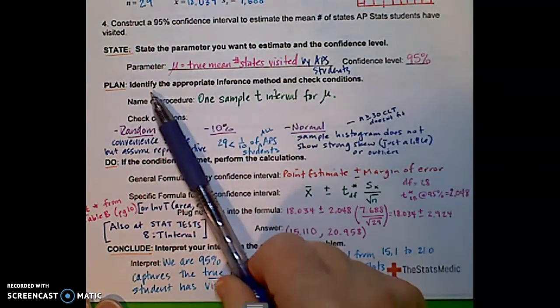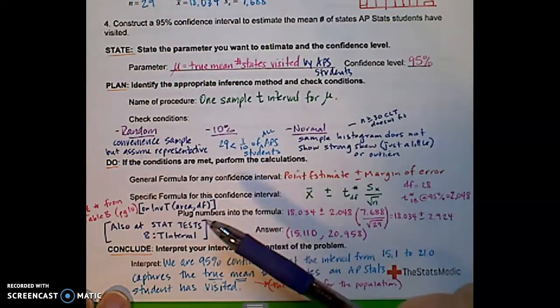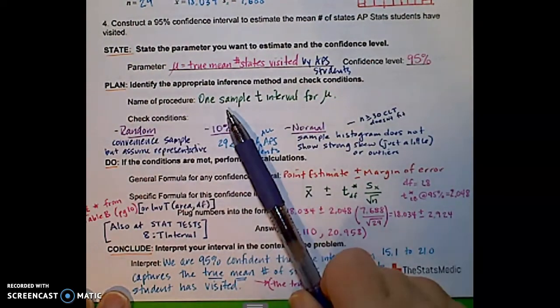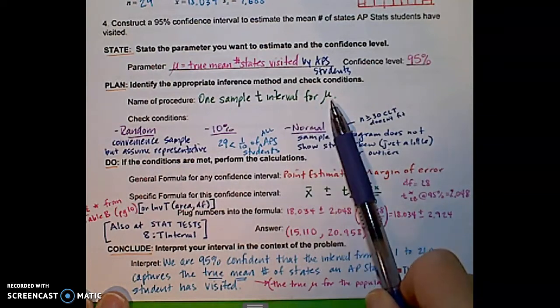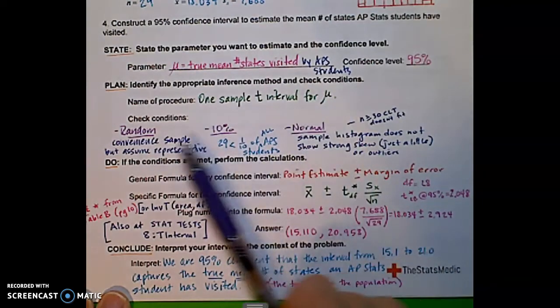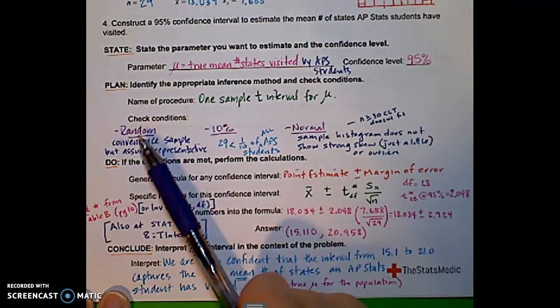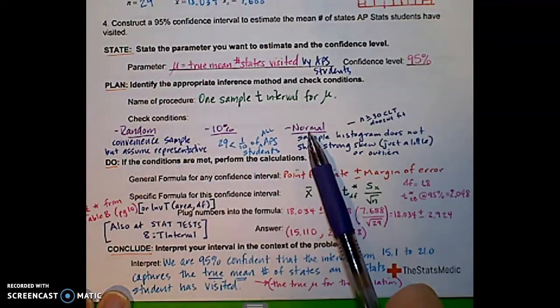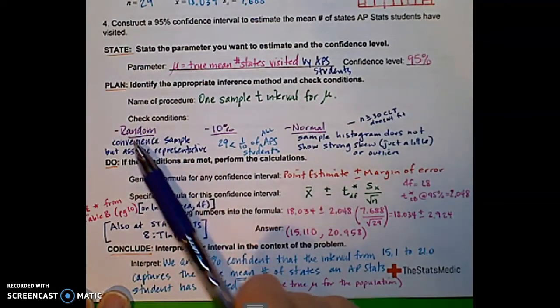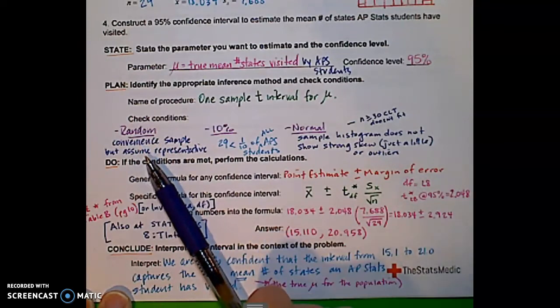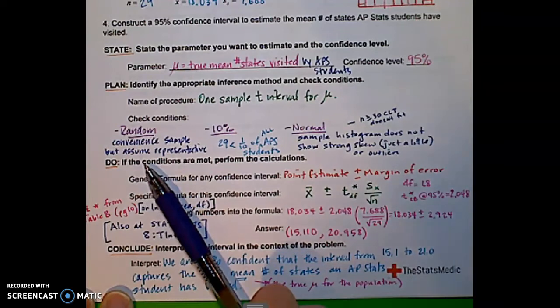For our plan, we have to identify the inference method and check our conditions. So the name of our procedure is a one sample t interval for a mean, and our conditions are random sample, 10% rule, and is it normal? So do we really have a random sample here? Not really. It's a convenient sample, but we will assume that it's representative of the population of AP Stat students.